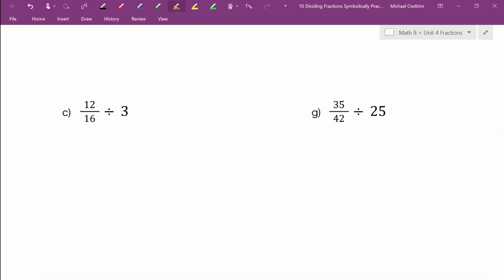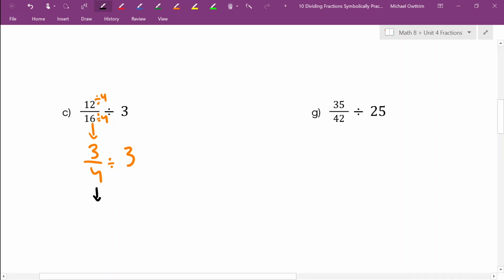In question C, I'm going to start by simplifying. I notice that 12 and 16 can both divide by 4, and that'll give me the simpler form fraction, 3 over 4, divided by 3. Now you might see from this already that 3 over 4 divided by 3 is going to be 1 over 4. 3/4 divided into 3 groups will be 1/4 in each group.